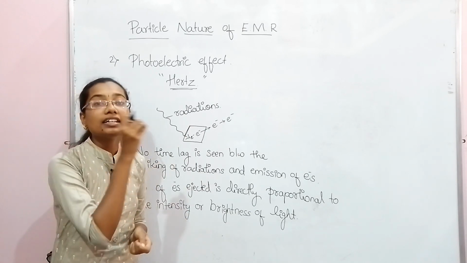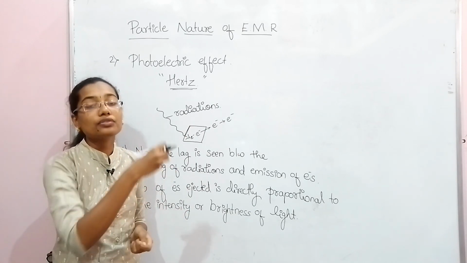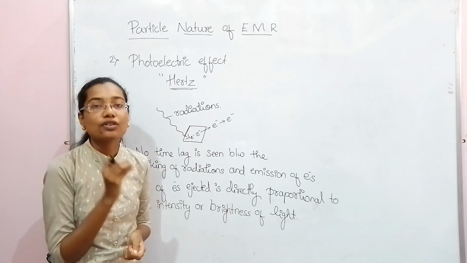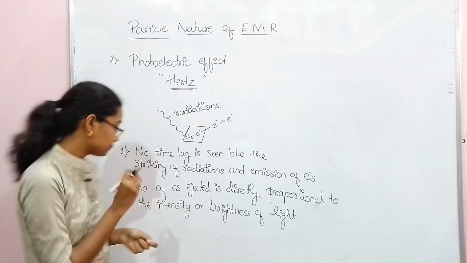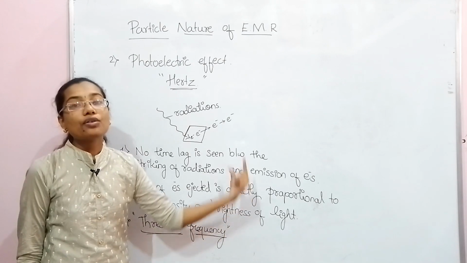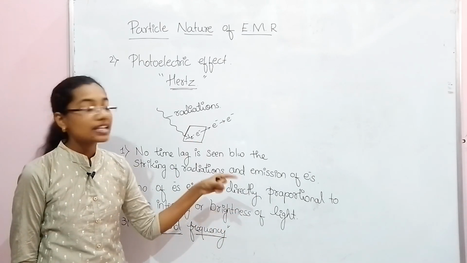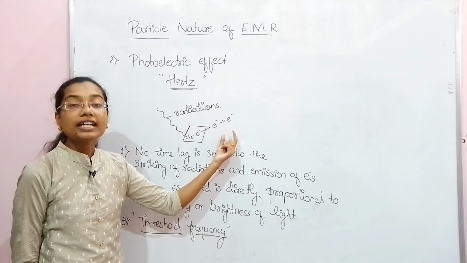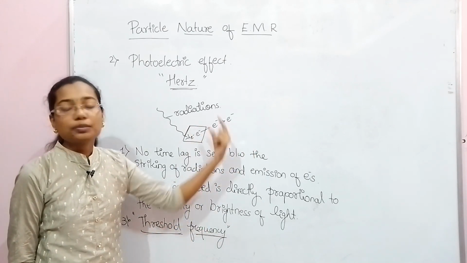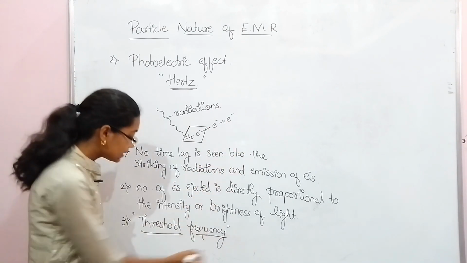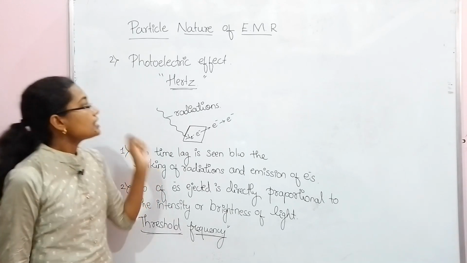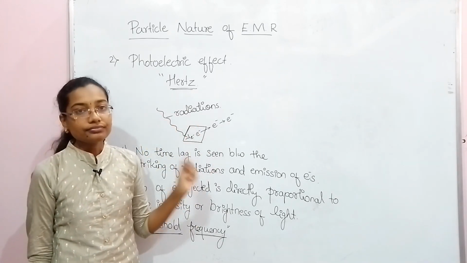That particular frequency above which the photoelectric effect takes place is called the threshold frequency. Above this frequency only, if we give the radiations, is the photoelectric effect possible. Below this frequency, the photoelectric effect is not possible, and this threshold frequency is different for different metals. This is about the photoelectric effect.